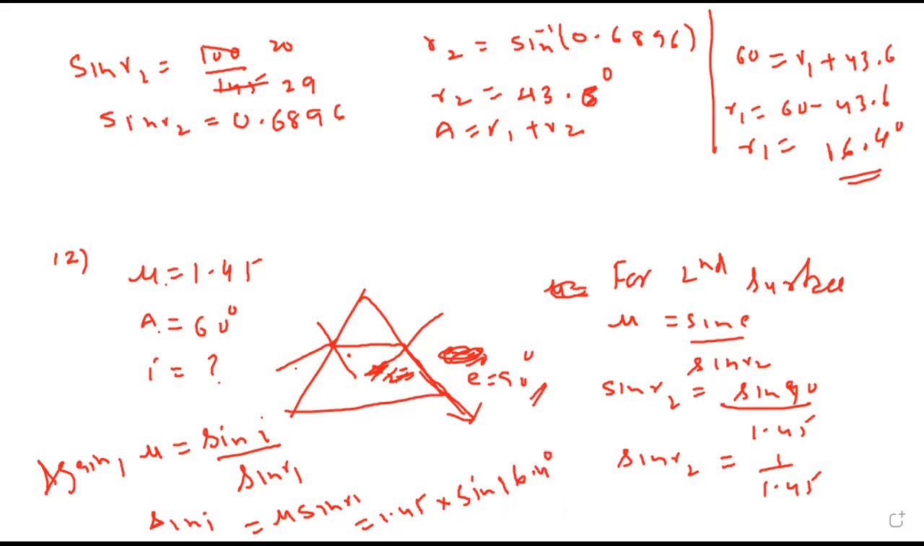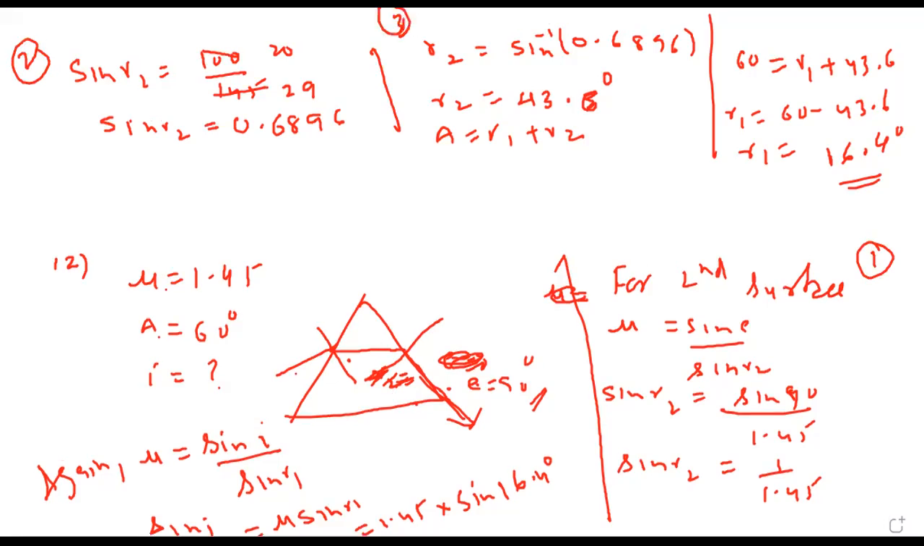Now I think you can manage after this. For the second surface, you know e, you know mu. So I got R2 first. After getting R2, A is R1 plus R2. And then mu for the first surface is what we did. First part, second part, third part, fourth part, and then finally this is the fifth part.